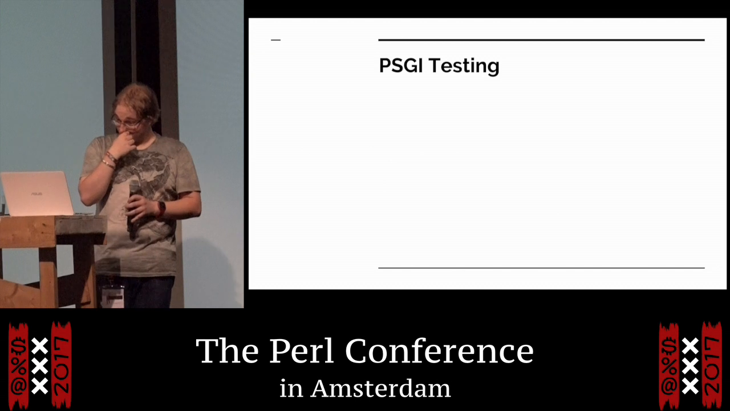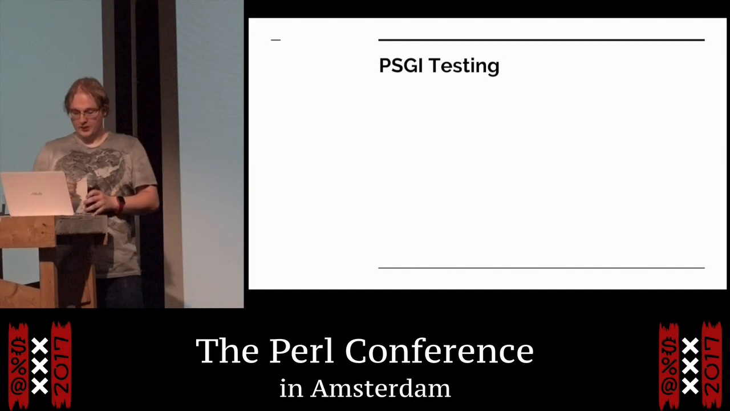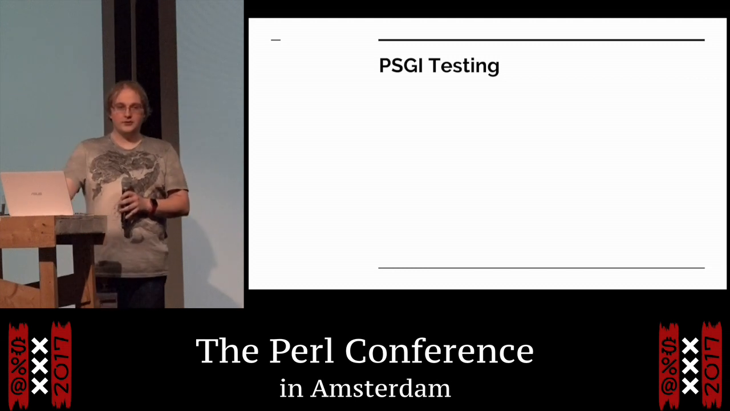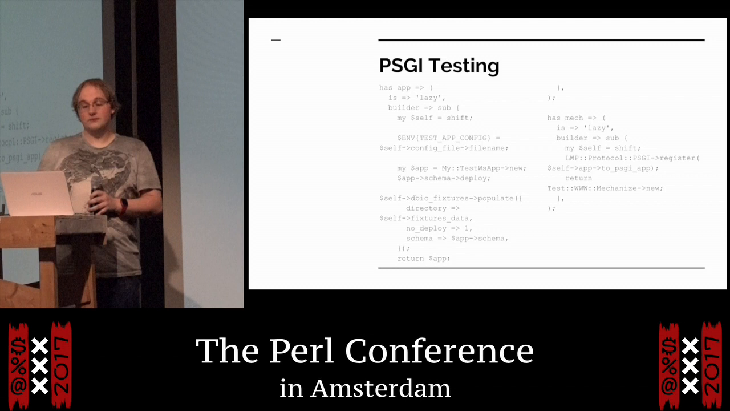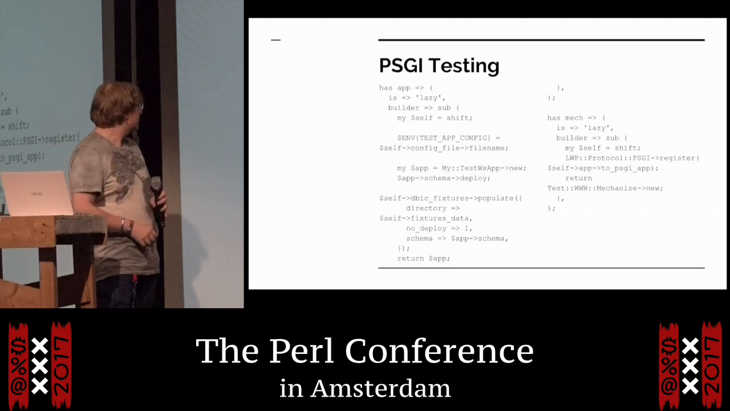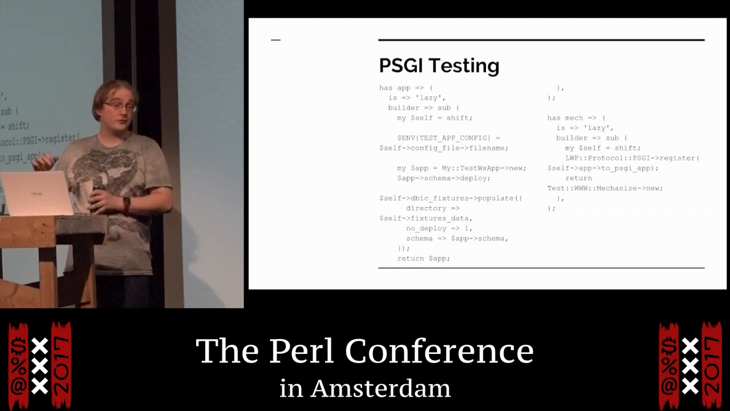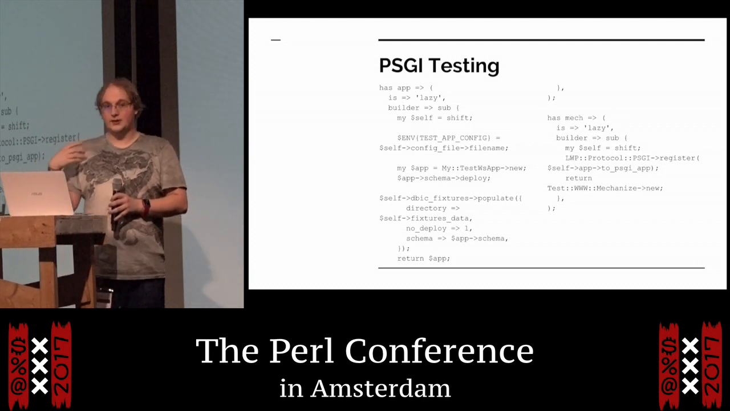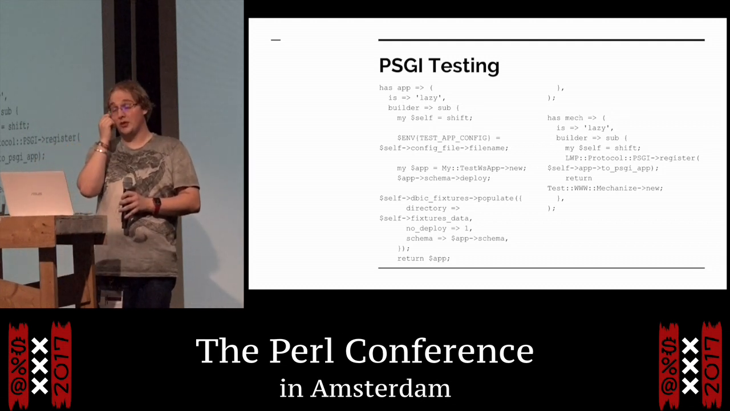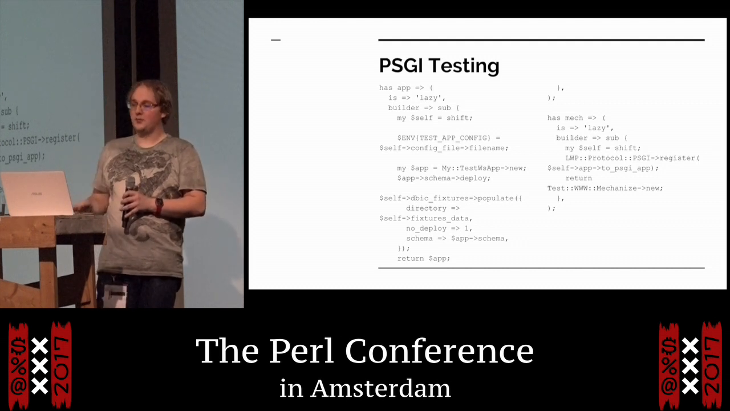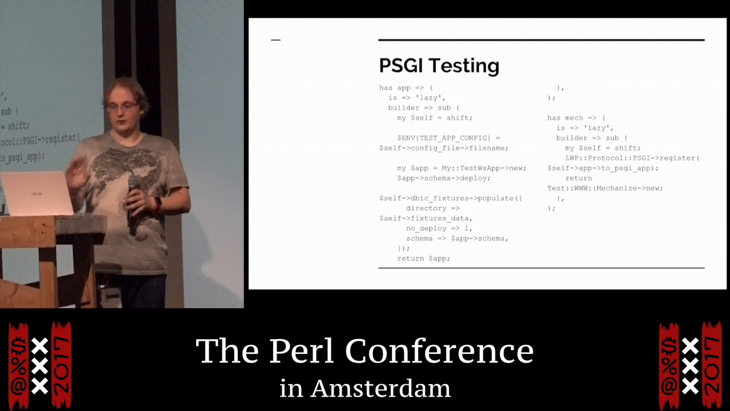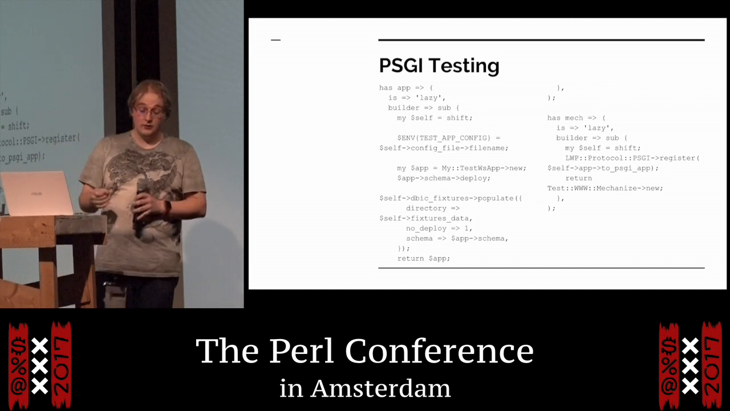So, the first one I'm going to quickly go over is LWP::Protocol::PSGI. It's actually ridiculously easy to set up. If you've done any tests with Test::WWW::Mechanize or Test::LWP::UserAgent or any of the LWP-based ones, it just works. It just overrides it underneath, and you can turn it off again if you need to.